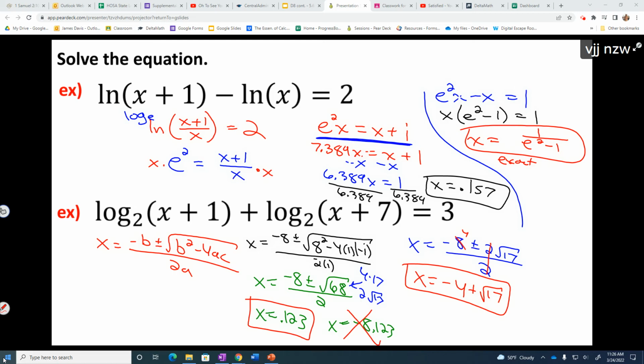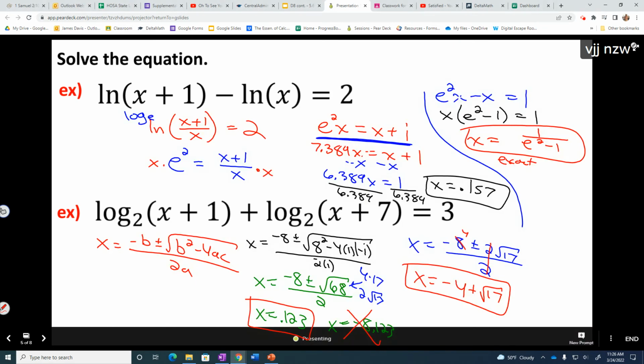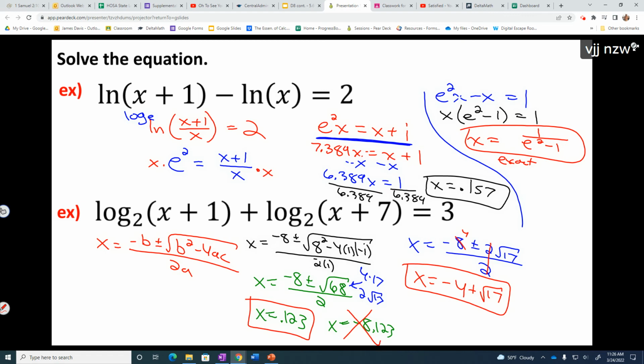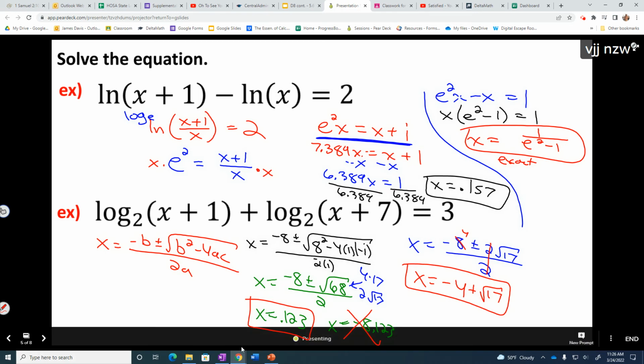But I'm okay if you want to just type in the decimal, show at least to this step and then the decimal. But if you want to be more exact and you feel comfortable simplifying radicals, go ahead and try that other one there.